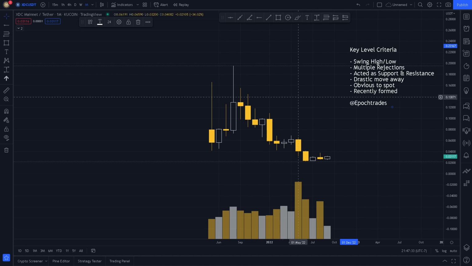Today we're going to be going over the key levels on XDC. So we have our key level criteria here: swing highs and swing lows, multiple rejections, acted as support and resistance, drastic move away, obvious to spot, and recently formed. So right off the bat, we can see our swing high here on the monthly. So let's plot that.